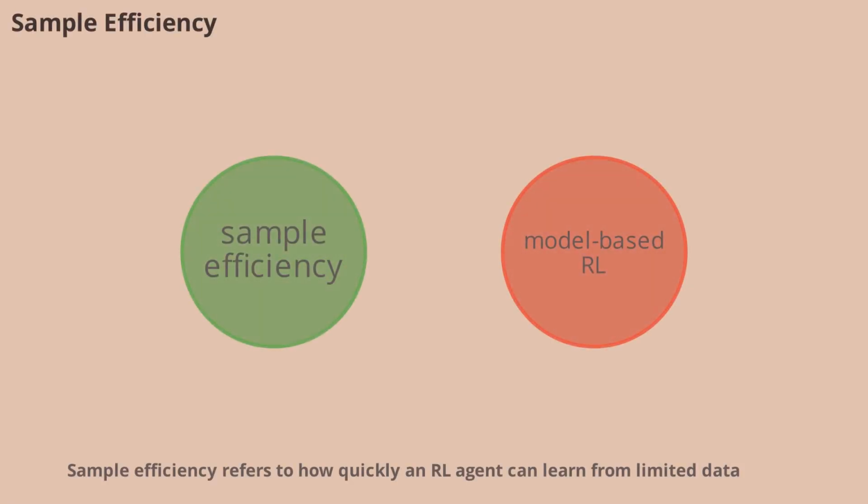Sample efficiency refers to how quickly an RL agent can learn from limited data. In many real-world problems, collecting data is expensive or time-consuming. Improving sample efficiency is a major focus in RL research, with techniques like model-based RL and transfer learning offering promising solutions.